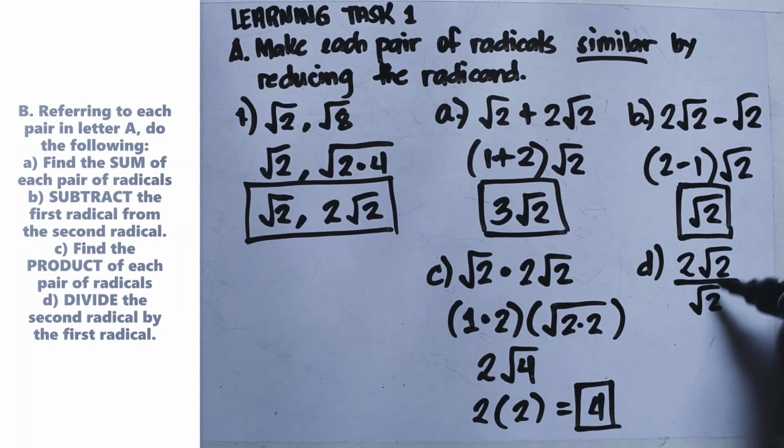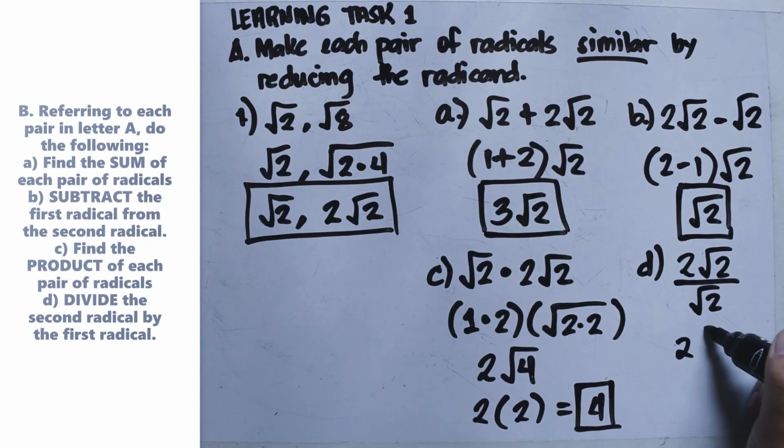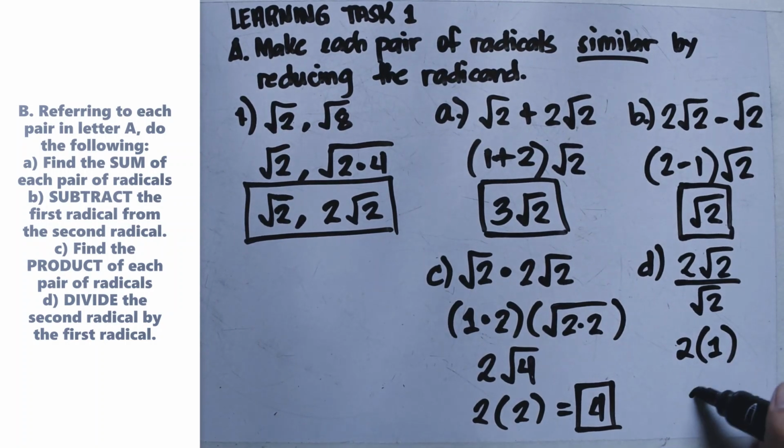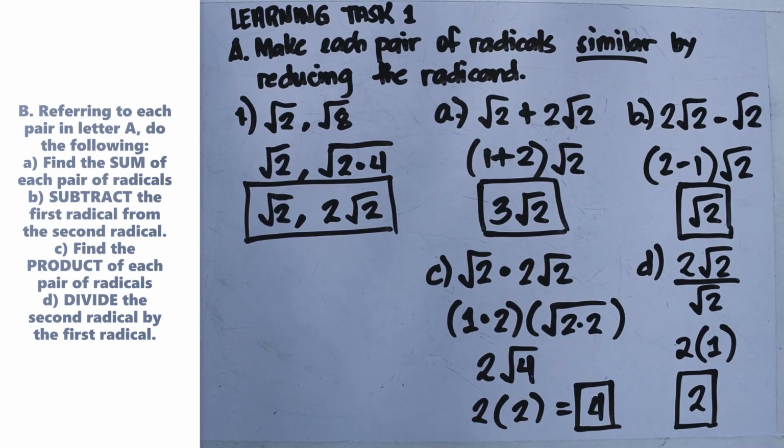So, therefore, cancel ko na to kasi 1 na to. So, matitira si 2, and then, again, square root of 2 divided by square root of 2 is just 1, di ba? So, 2 times 1 is 2. So, eto na po agad yung answer natin sa letter D.